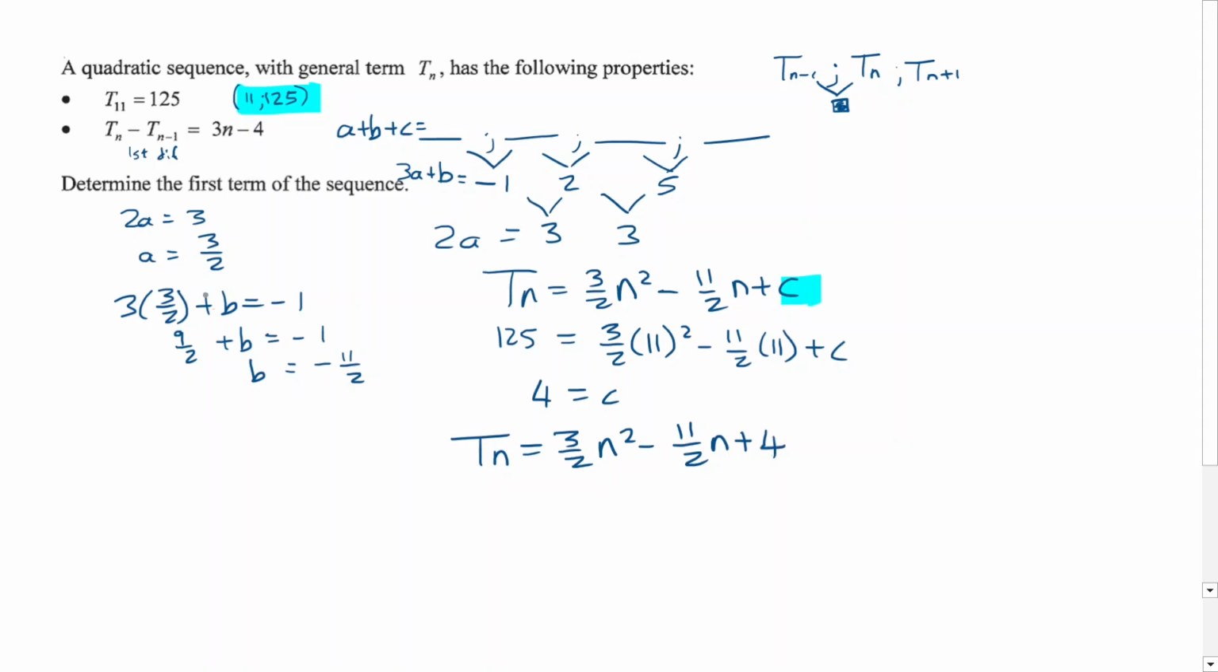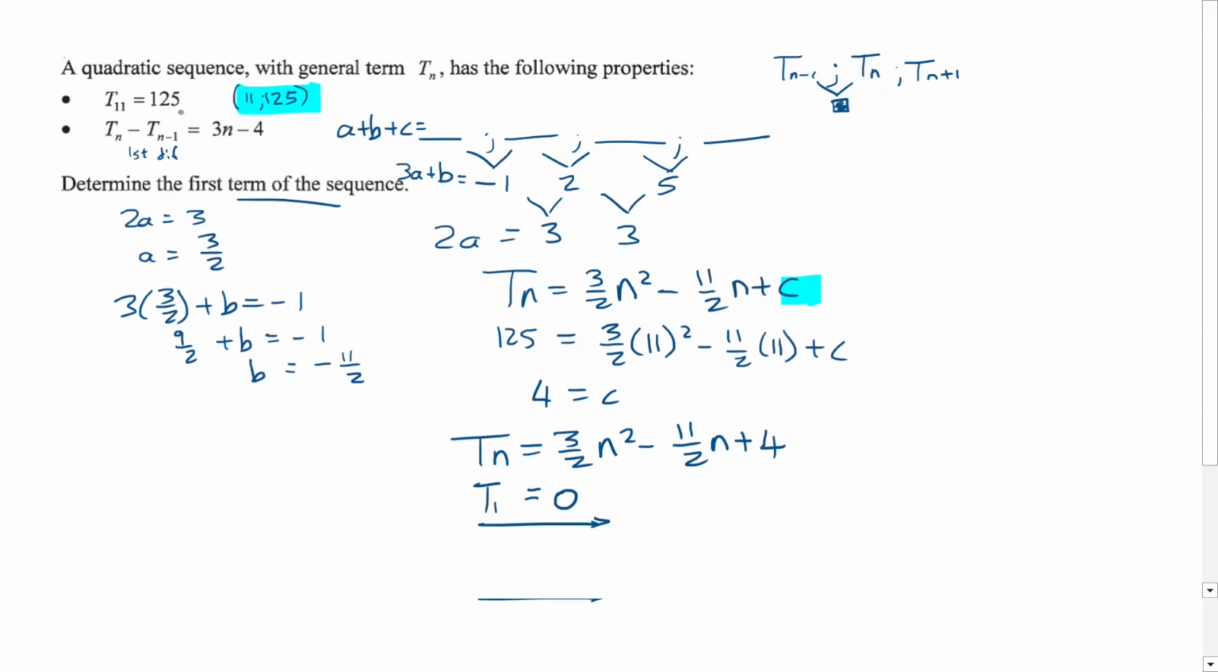And if I want the first term, they could ask me anything from here. If I want the first term, then I'm just going to sub 1 in for n. And that will just give me an answer of 0. And there you've worked out the question.